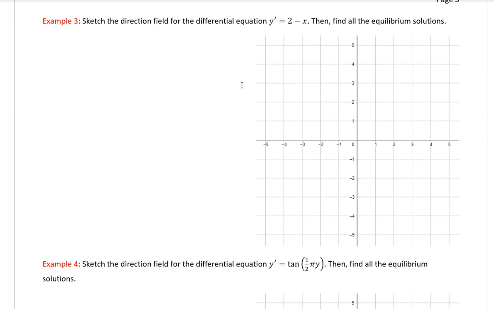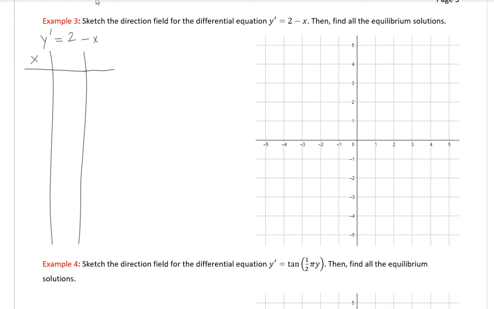All right, so we're going to do a couple examples here, and then in both of them, we're also going to define what the equilibrium solution would look like. So we have here, sketch the direction field for the differential equation 2 minus x, and then we'll find all equilibrium solutions. Okay, so we have y prime equals 2 minus x. Well, that's kind of interesting, because unlike before, we don't actually have any value for y on this side. So when I plug in coordinates for x and y is going to be completely irrelevant. Really, I'm going to take any x coordinate I have and take that away from 2.